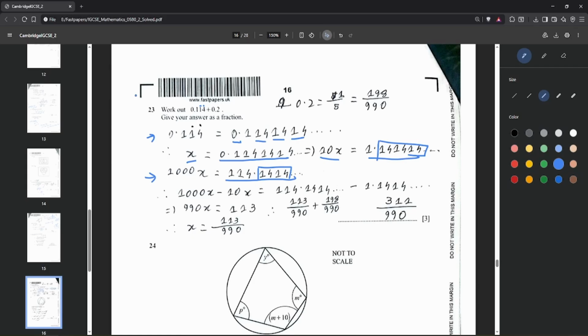So if we subtract 1000x minus 10x, this means the parts after the decimal will be omitted. So let's try this. 114.141414 minus 1.141414.